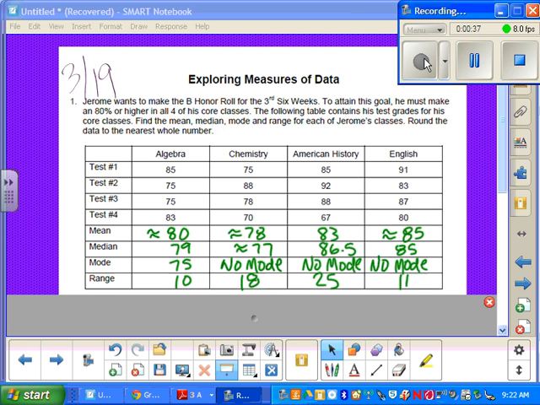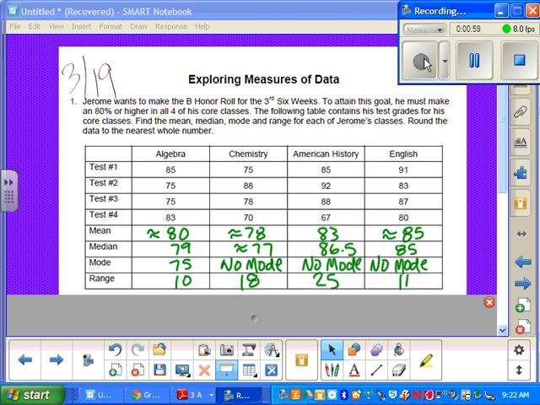Alright, so the first one we'll look at is algebra. He had 4 tests. He got on the first test an 85, 75, 75, and 83. And what we did first was the mean, which, remember, means average. So we took all 4 of those numbers, added them together, and divided by 4, because 4 is the number of tests that he took.